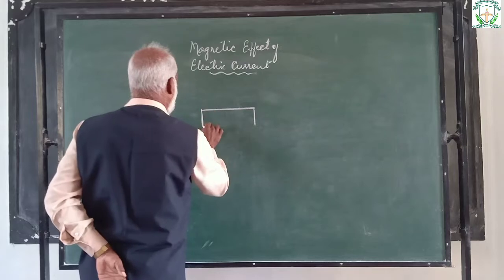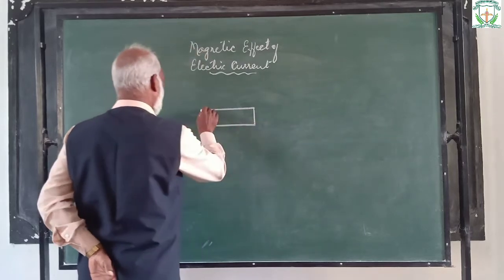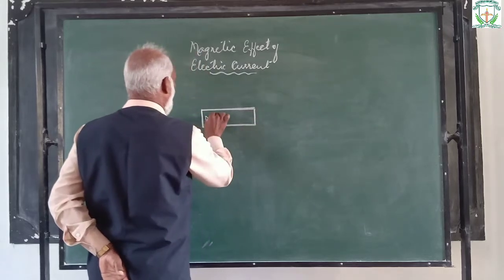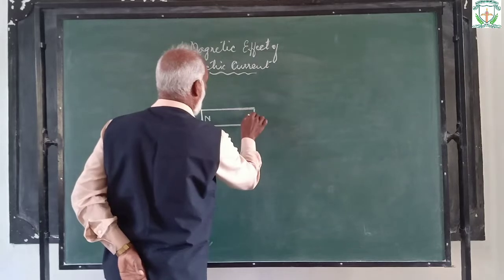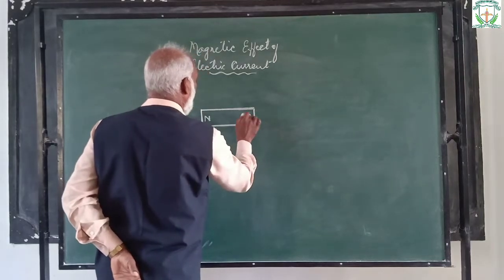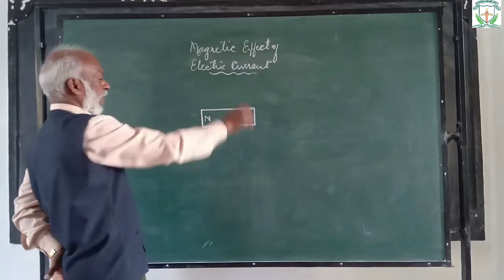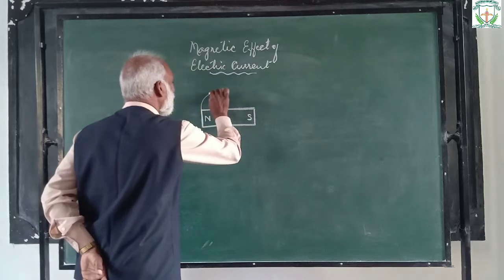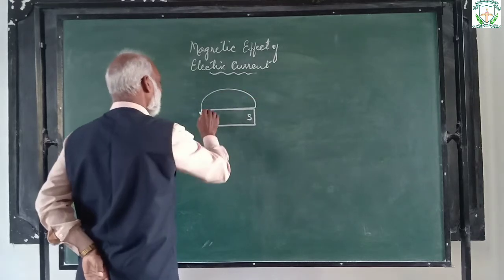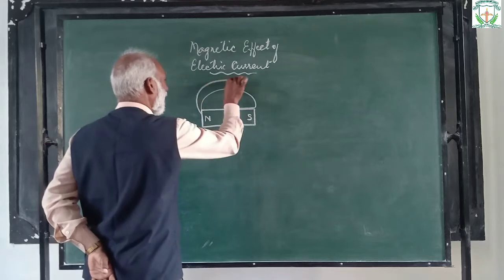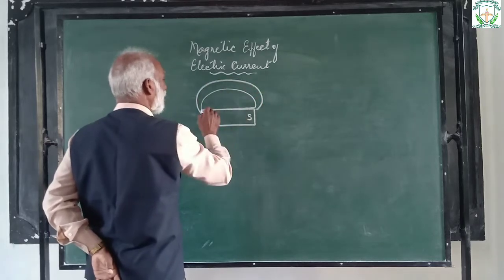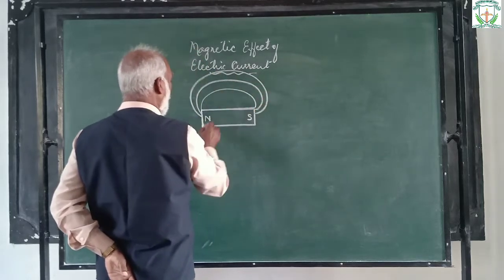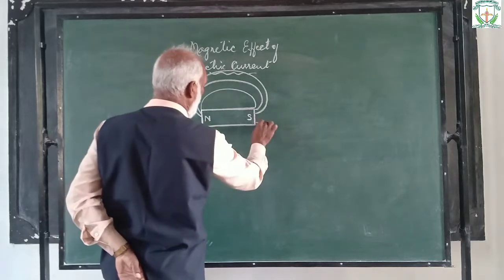Assume that this is a bar magnet. This is the north pole of the bar magnet, this is the south pole of the bar magnet. So all around this magnet there is magnetic field, and the field is like loops from north pole to south pole all around the magnet.